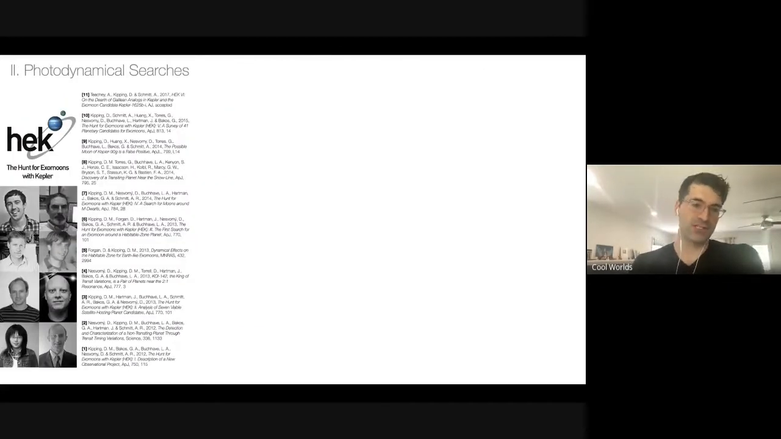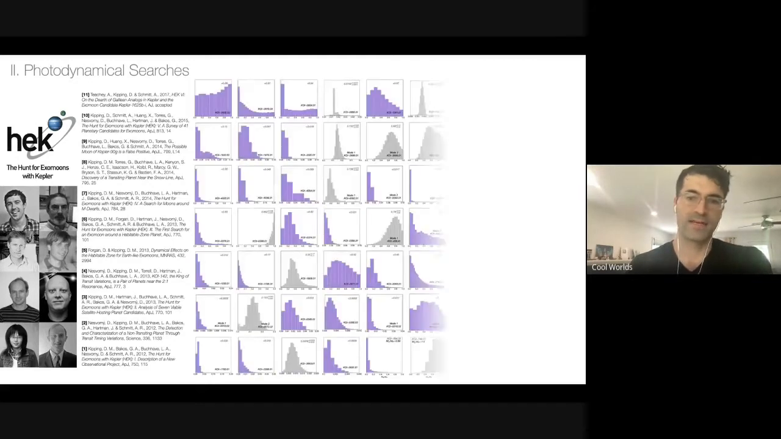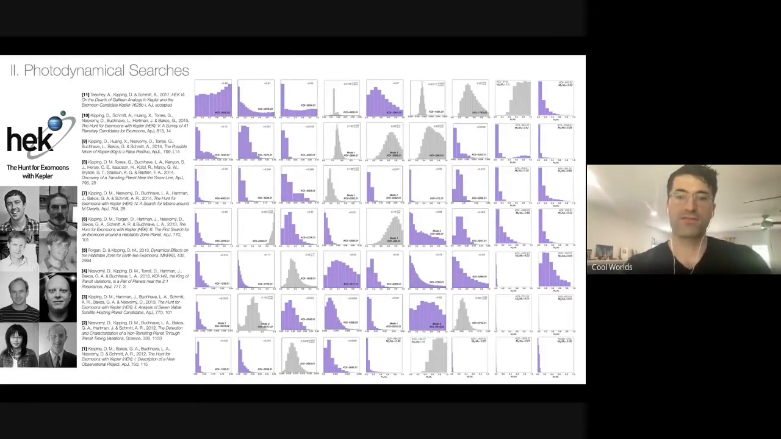So we've done a bunch of searches for these with this team that I put together called HEC, Hunt for Exomoons with Kepler. This is sort of a quick overview of what we've done in the first phase of this mission, I suppose. We looked at about 60 Kepler objects of interest, as shown here. And each of these little histograms is the mass ratio of the moon to the planet. That's what you're looking at here.